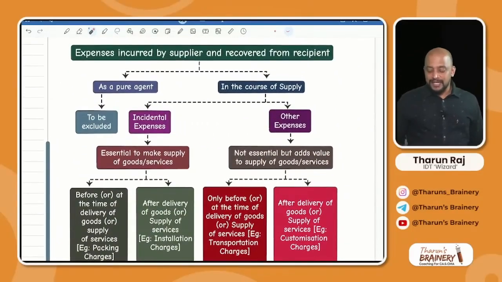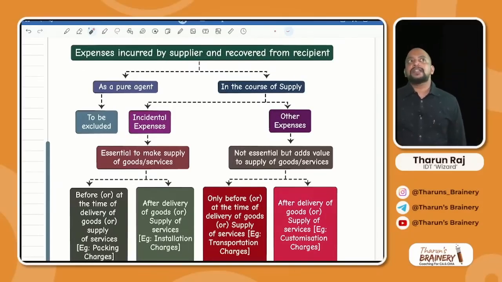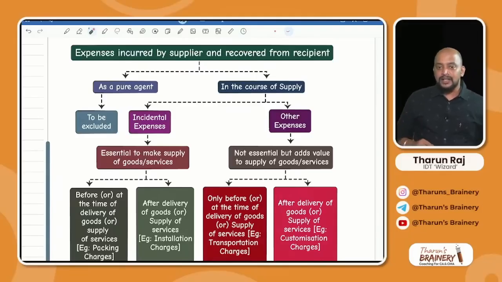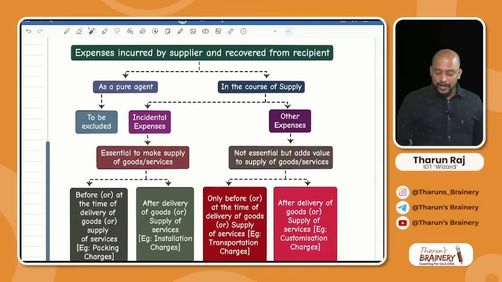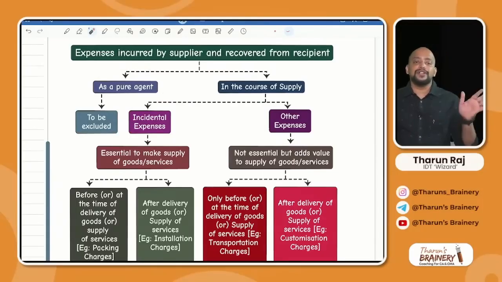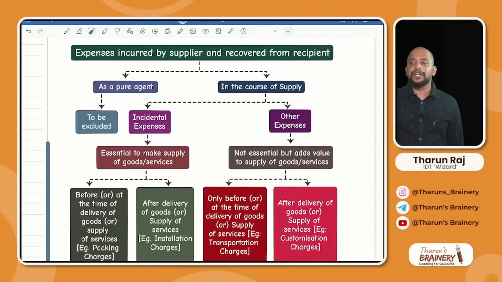Generally, expenses are incurred by the supplier and recovered from the recipient, correct? For these expenses, if it is as a pure agent, that will not be included. If it is in the course of supply, then you need to check whether it is incidental or other expenses. As this pure agent point is not in your syllabus, leave it, don't bother about it. But in the course of supply, incidental expenses or other expenses you need to check.